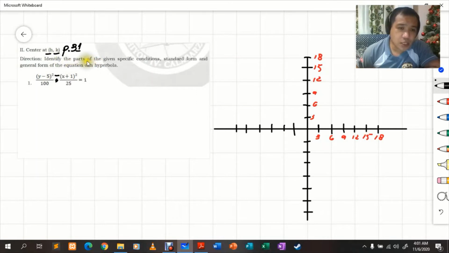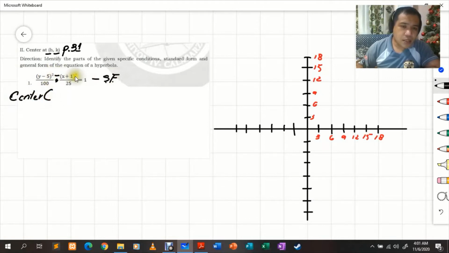So for the direction, identify the parts of the given specific conditions, standard form, and general form of the equation of the hyperbola. So this is our standard form. Once again, for our center, since ang value ng katabi ng x at y is x plus 1, so our h is negative 1, at ito ay y minus 5, so for the k that's positive 5.